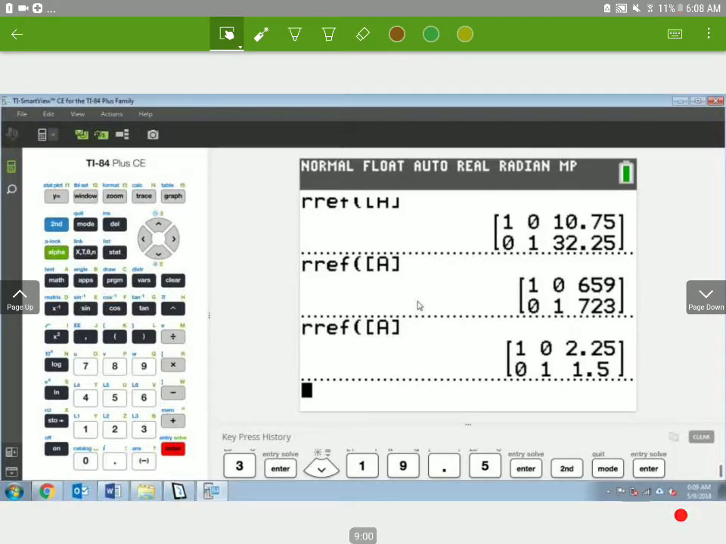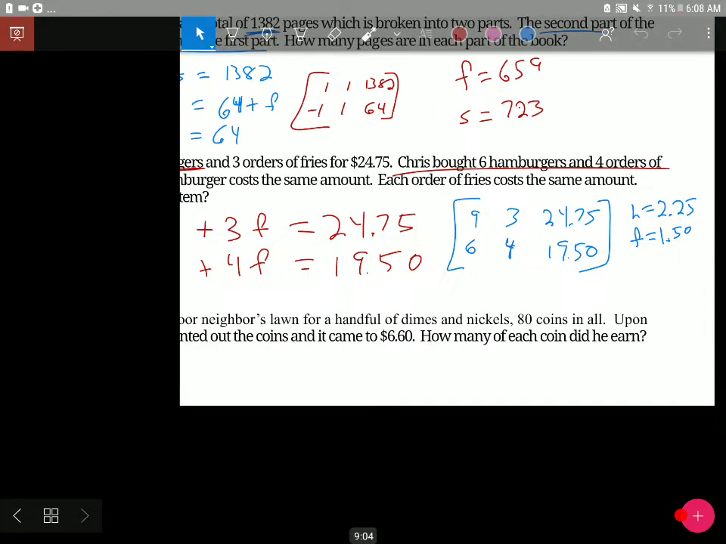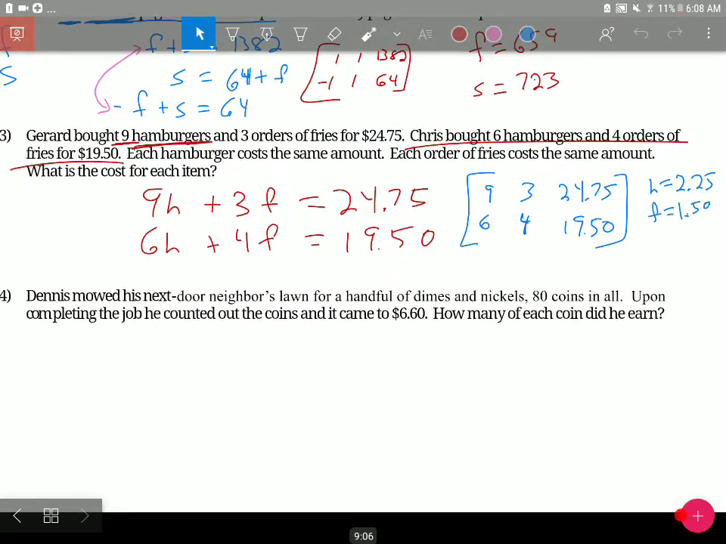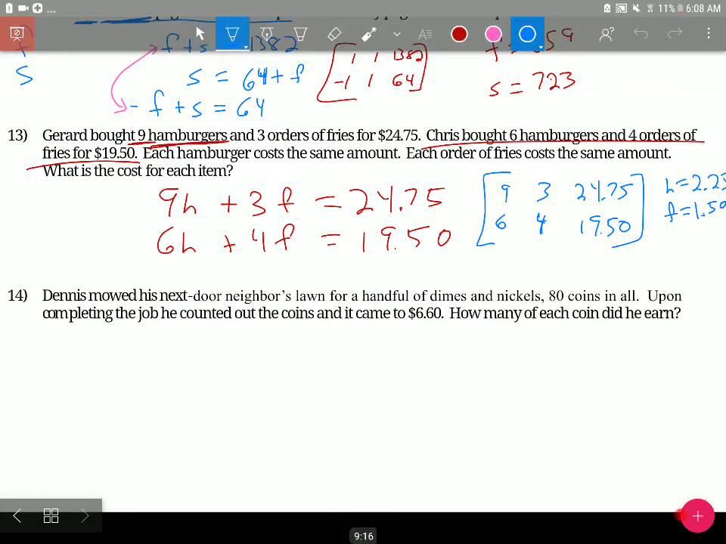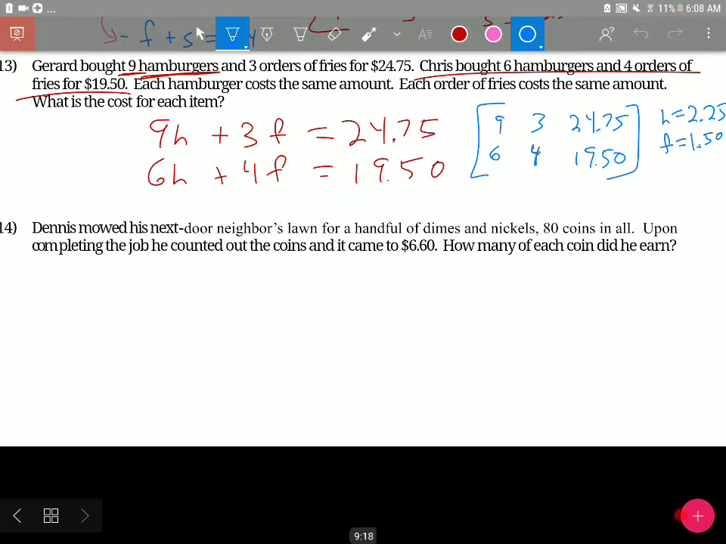All right, last but not least. And since all of my power is about to die, I'm not going to actually give the matrix. I'm just going to work this one out, and I'll let you finish it. Dennis mowed his next-door neighbor's lawn for a handful of dimes and nickels. Okay, so he did dimes and nickels, 80 coins in all. Upon completing the job, he counted up the coins and came to 660.